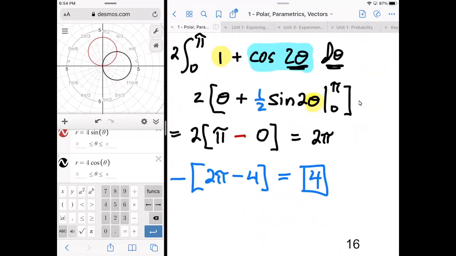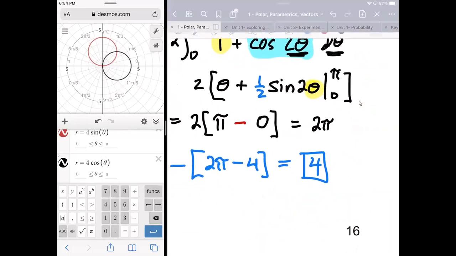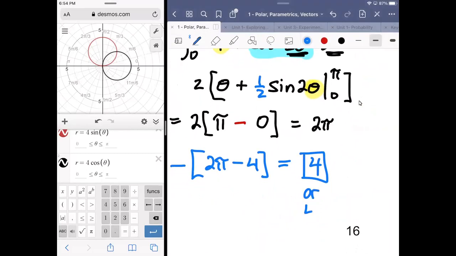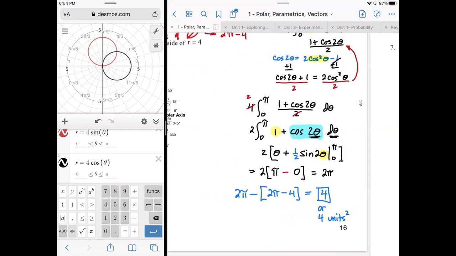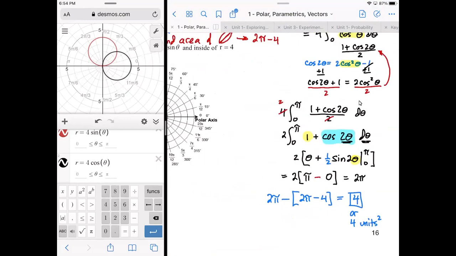I'll make a note. Or 4 units squared. But again, just be prepared to include the units on the test, any kind of assessment. Right, always important. All right, so definitely, that's a into the fire situation.